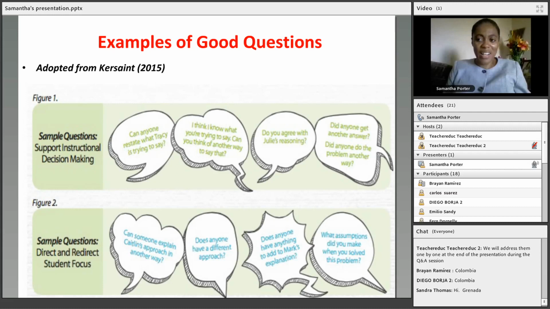Some of the samples, she said, that teachers can ask. Can anyone restate what another student is trying to say? I think I know what you are trying to say. Can you think of another way of saying it? Do you agree with the student's reasoning? Did anyone get another answer? Did anyone do the problem another way? These are some of the questions that we should ask in our classroom to stimulate thinking, to stimulate conversation, to push our students beyond just getting the answer, to make sure that students understand the concept fully.